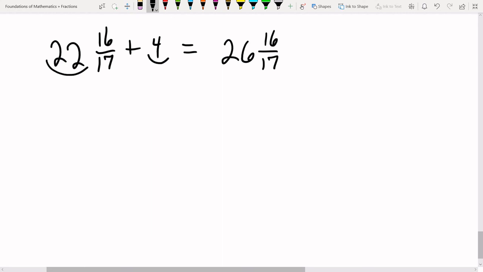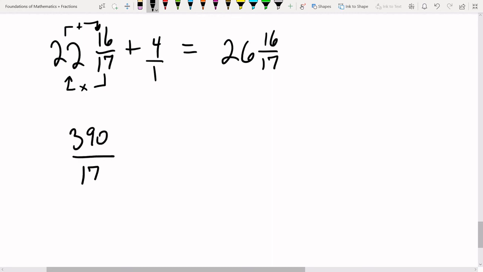Now this only works when you have a mixed number plus a whole number. If you're unsure, you can just change these both into improper fractions. This one's going to be a bit large because all the numbers in this mixed number are large. 17 times 22 equals 374, plus 16 is 390/17. Plus 4/1. We have to get common denominators. That's quite easy. This just needs a 17 on top and bottom.